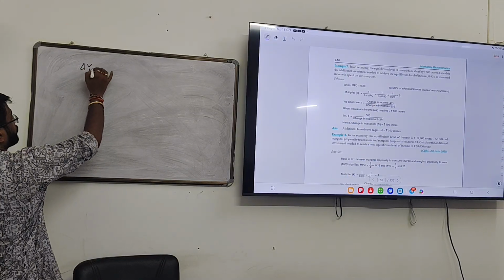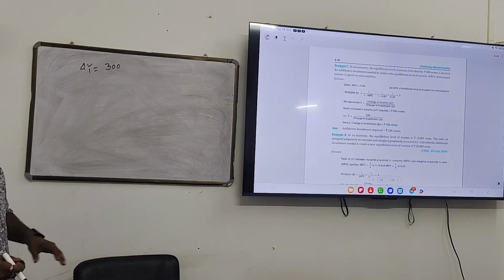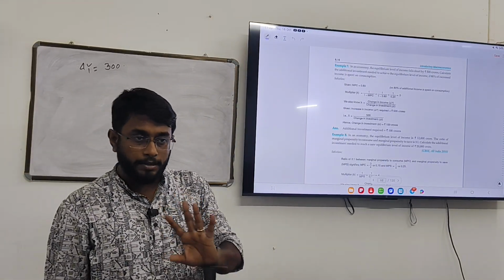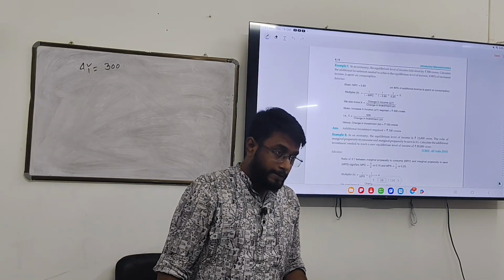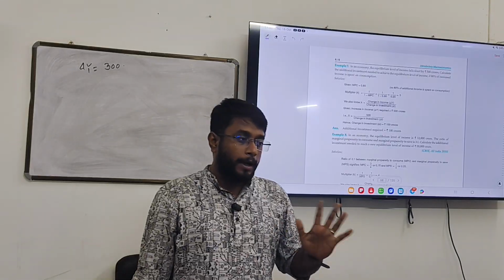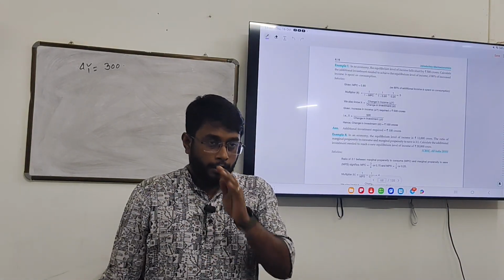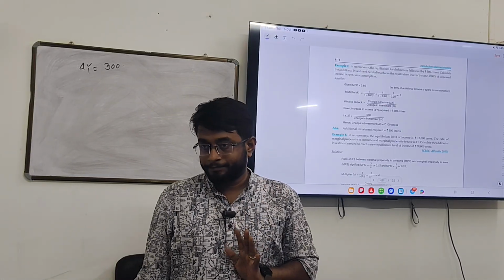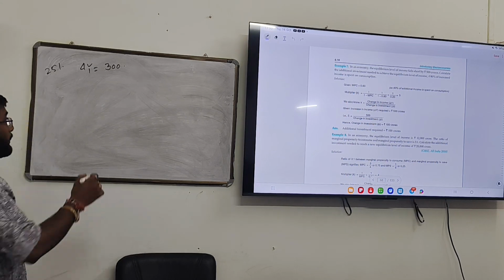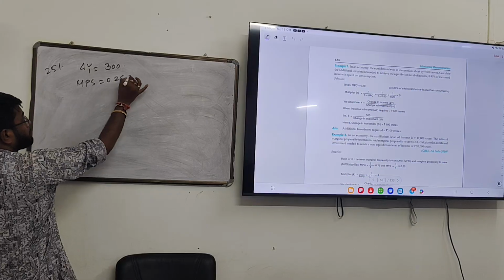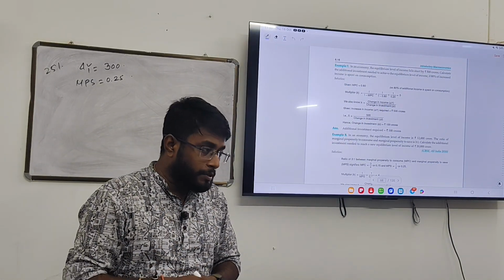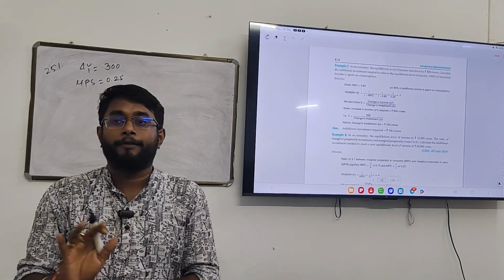So from here what do we get for delta Y? 300. Initially income was 500, then income became 800, so the change in income is 300. Delta Y is 300. Full stop. If 1/4 of additional income is saved, that means 25% is saved. So MPS is 0.25. Why is it 0.25? Because 1/4 means 25%.